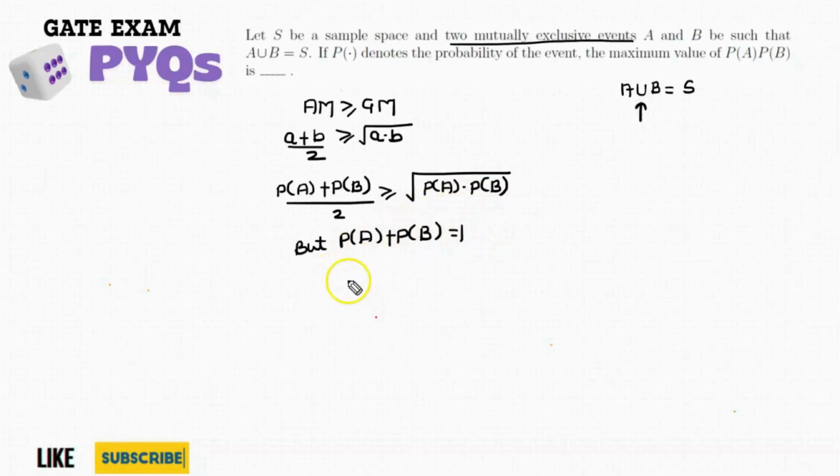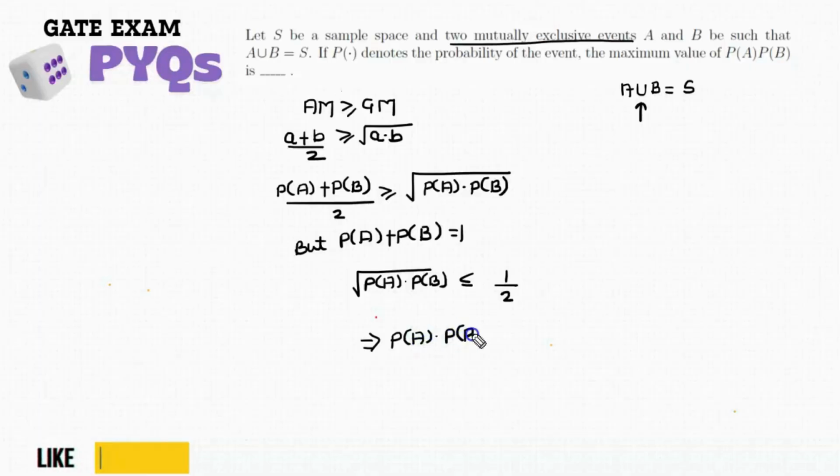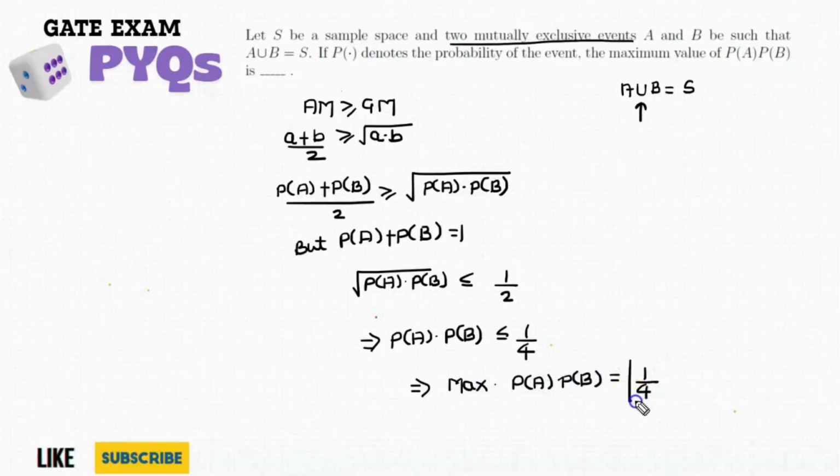So we can write that the square root of the probability of A times the probability of B will be less than or equal to 1 over 2, which implies that the probability of A times the probability of B will be less than or equal to 1 over 4. From this, we get the maximum value of the probability of A times the probability of B equals 1 over 4.